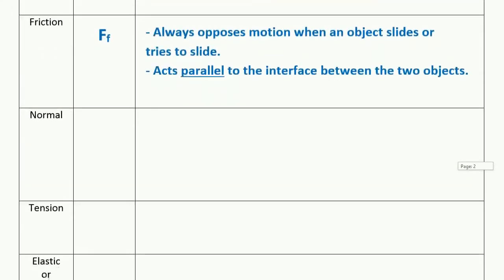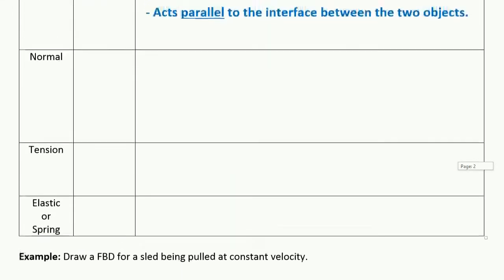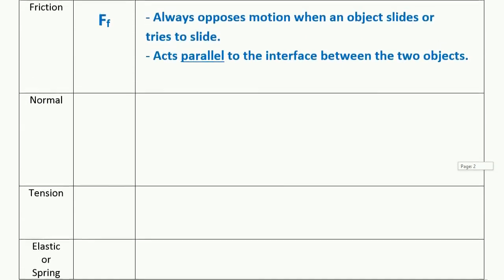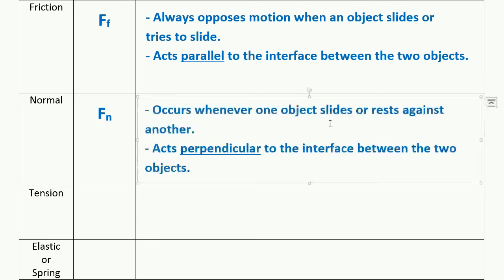The next force that I'm going to talk about is called the normal force. And that has the symbol Fn for force normal. Now, force normal occurs whenever an object slides or rests against another, and it acts perpendicular to the interface between the two objects. So there's some similarities and some differences with friction here.